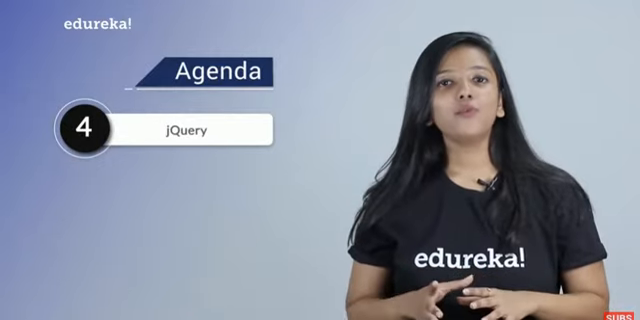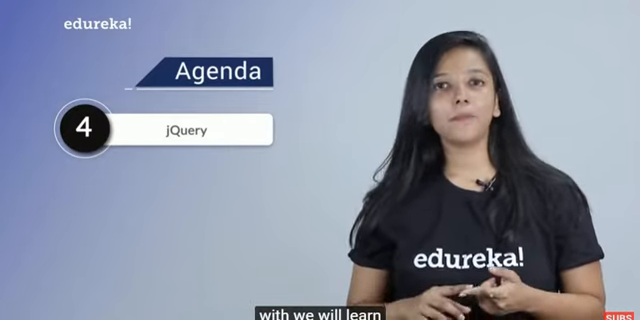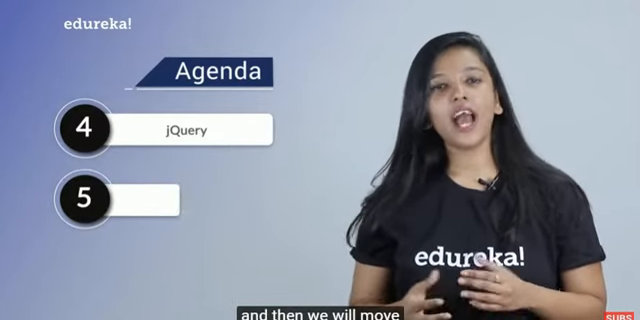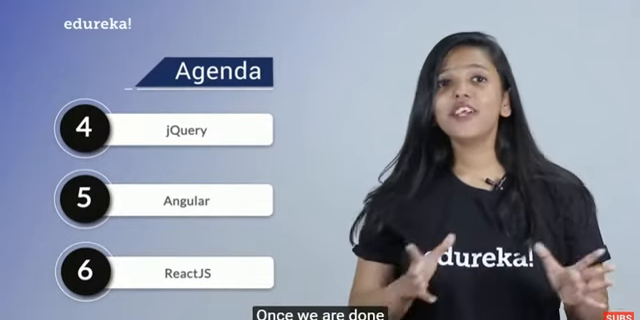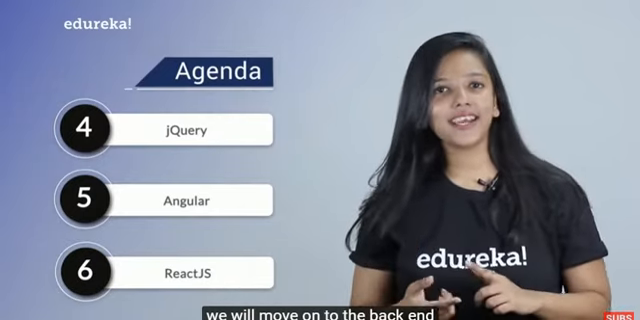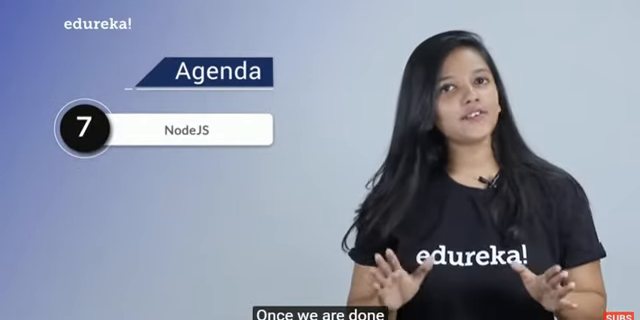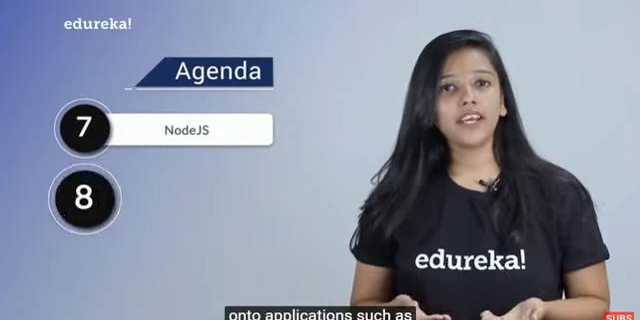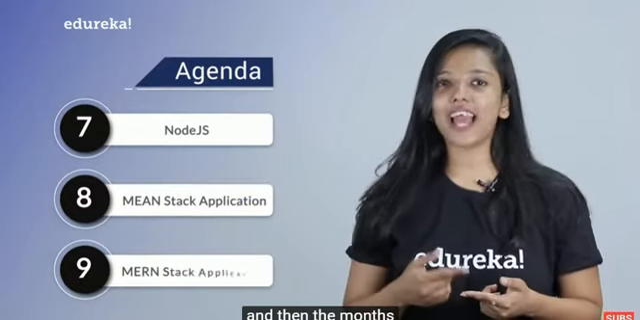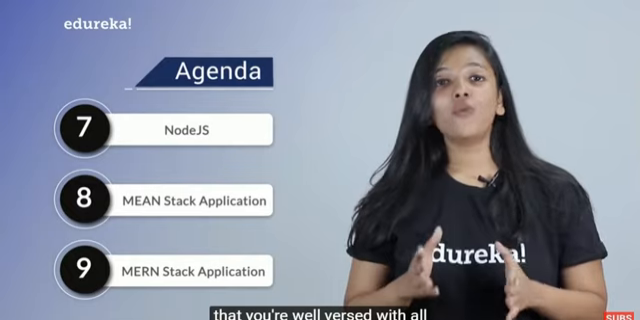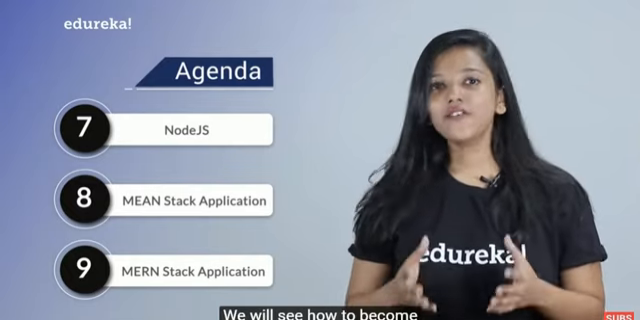And then we will move on to the different front-end frameworks. To begin with, we will learn about the Angular 8 framework and then we will move on to React.js. Now once we are done with the front-end part, we will move on to the back-end and have a look at Node.js. Now once we are done with all these frameworks, we will move on to applications such as the MEAN Stack application and then the MERN Stack application. Now that you're well versed with all of these programming languages and their frameworks, we will see how to become a full-stack web developer.